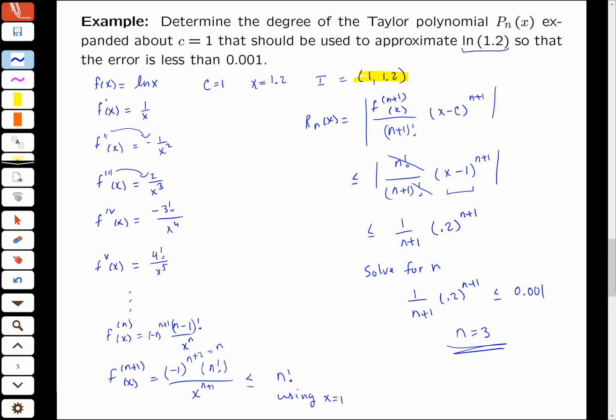Look at your derivative right here on the interval. Your interval is 0 to 0.6, right? So look at your derivative. It's e to the x, right? What is its maximum value on the interval 0 to 0.6? e to the 0.6. And so you plug that in for that right there. So go ahead and write that down. For just this f to the n plus 1 of x, that becomes your e to the 0.6 right there.